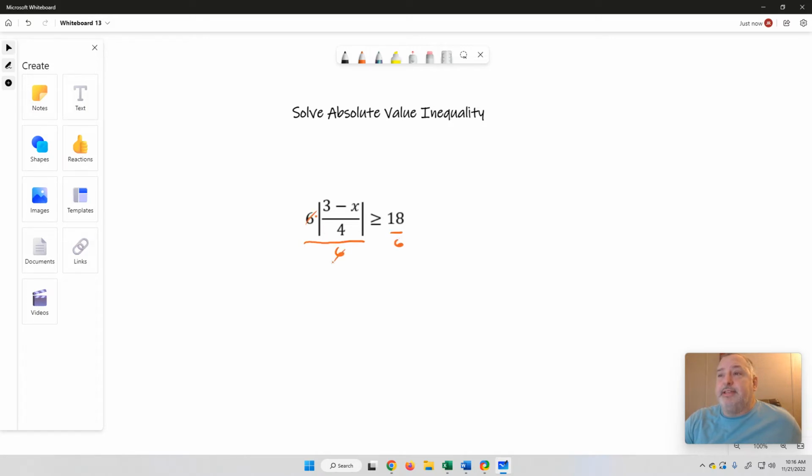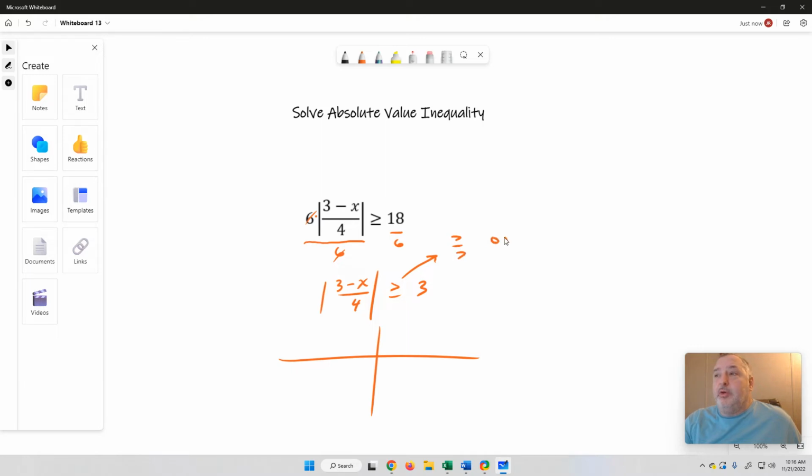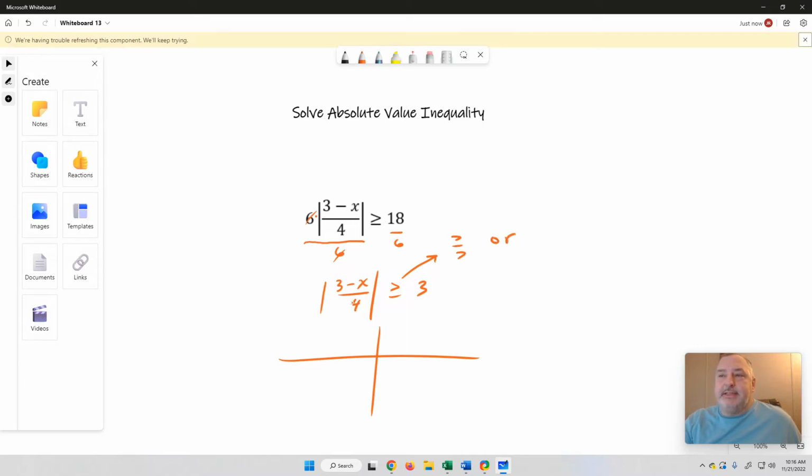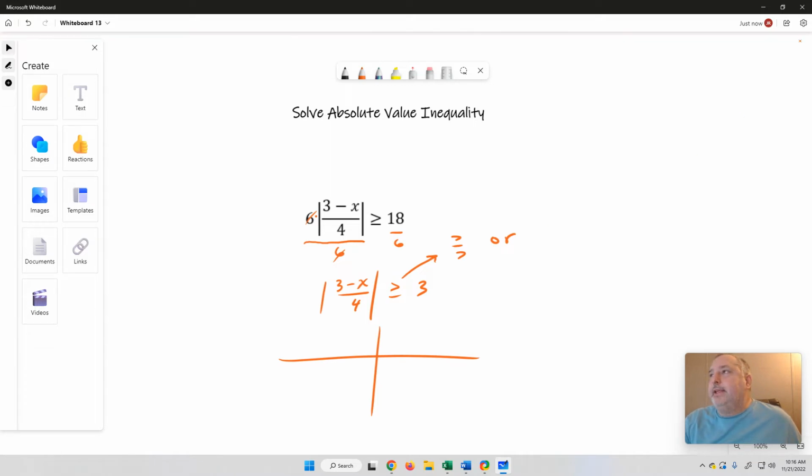So we're going to divide by 6, cancel that out, leaving me with the absolute value of 3 minus x divided by 4 greater than or equal to 3. From here, this is where you set up your cases and make sure you understand that greater than, these two are or statements as long as the x is on the left-hand side. And these two, these are the and statements. So that just changes how you set things up. So in this one, since it's or, I'm definitely setting up two separate cases. So case 1, case 2.